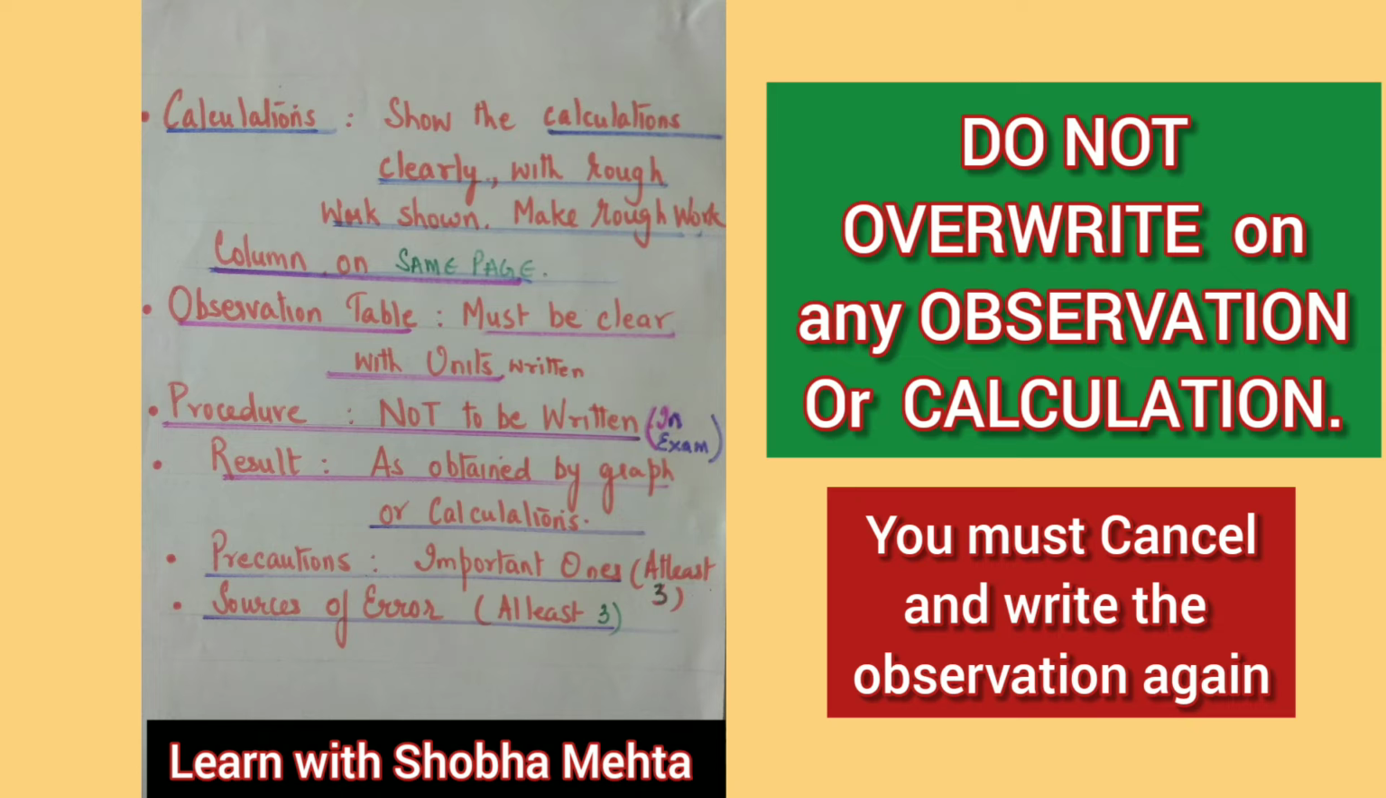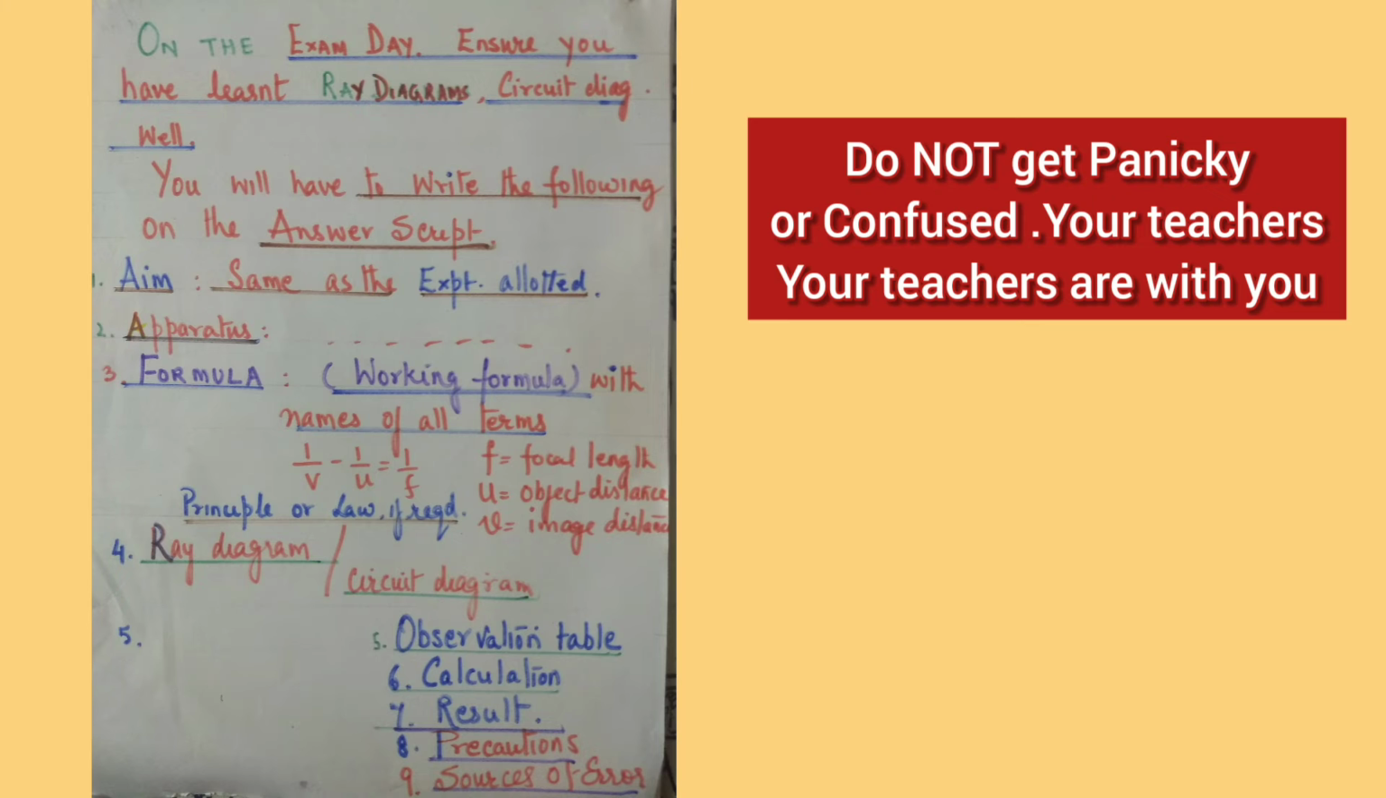Now calculations have to be shown clearly with rough work on the same side, on the same page. Observation tables must be clear with units written. Procedure not to be written in exam, but in your file you would have written in your own words. Result as obtained by graph or calculations. Precautions, important ones, at least 3. Sources of error, at least 3. Now this is all that you have to write and ensure that it is in the practical file.